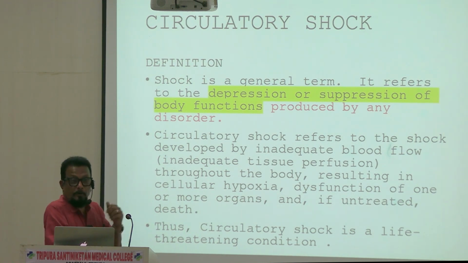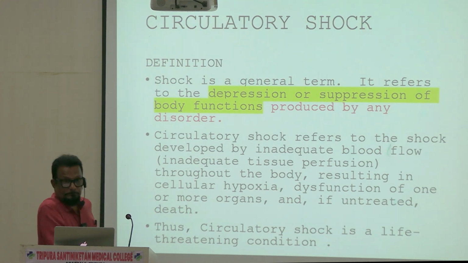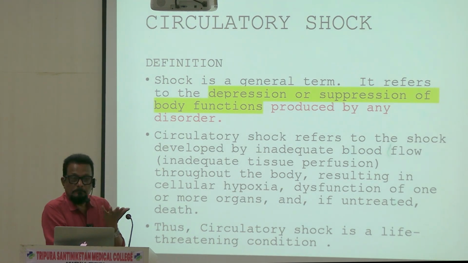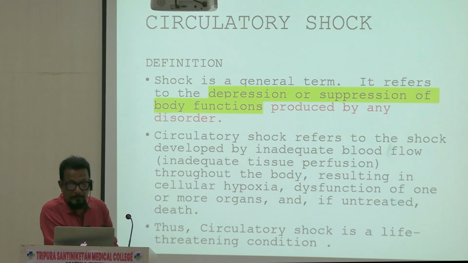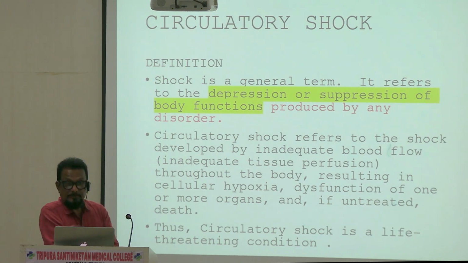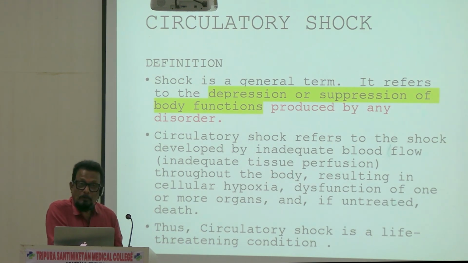inadequate perfusion of the body organs throughout the body. When inadequate blood supply is made to the different organs, what is the consequence? The body feels there is hypoxia, lack of oxygen. Less supply of blood means less supply of oxygen. So tissues will feel hypoxia, and because of hypoxia, a lot of disturbance will be made. Tissue functions will be deranged.